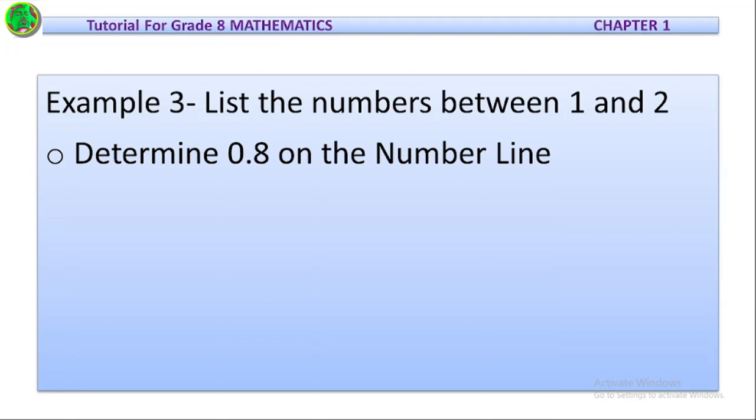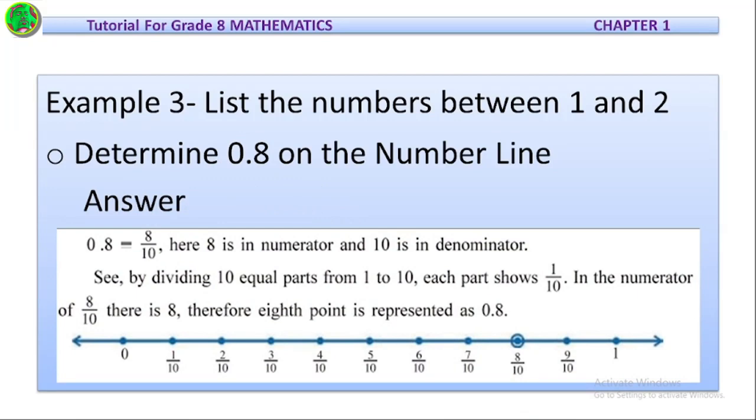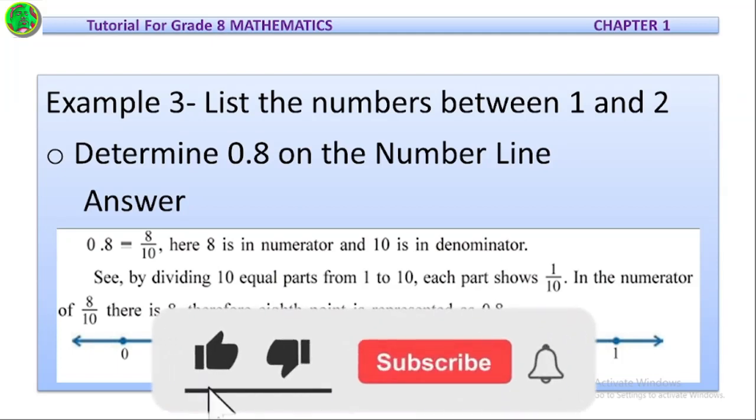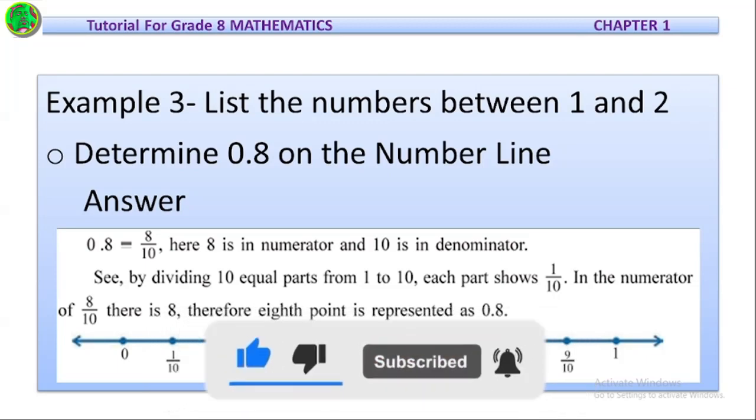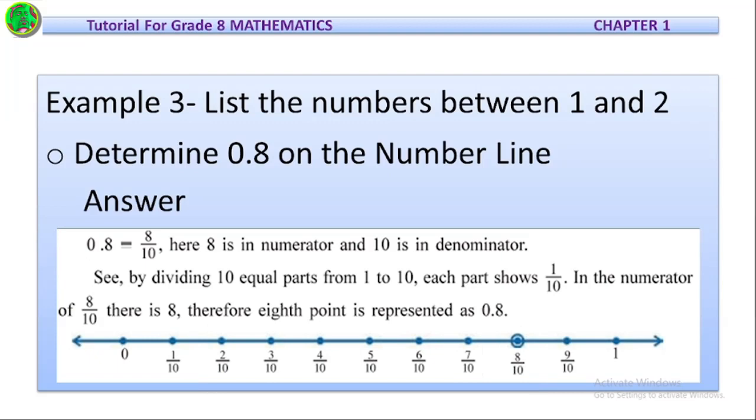List the number between 1 and 2. Determine 0.8 on the number line. Now look, between 1 and 2, there is 0.8. Sorry, 0.8 on the number line. So 0.8 is not between 1 and 2. 0.8 is between 0 and 1. So we can correct this statement.